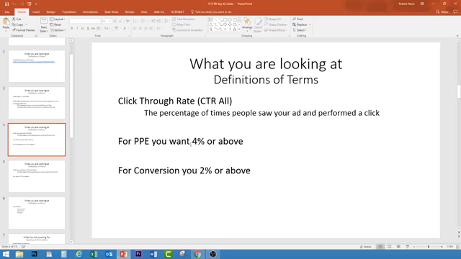So you want to have above a 4% for your page post engagements, for your click all, and above a 2% for your conversion ads. And these are your objectives for your campaigns. Chris has talked about this in his ads a lot of times. You have your page post engagement ads, which are your PPE ads, and then you have your conversion ads that you're optimizing for conversions, right?